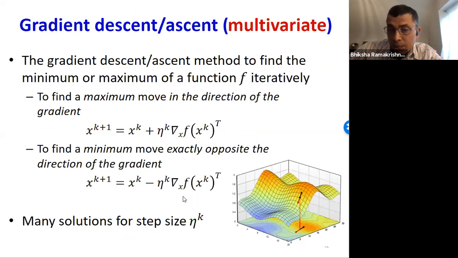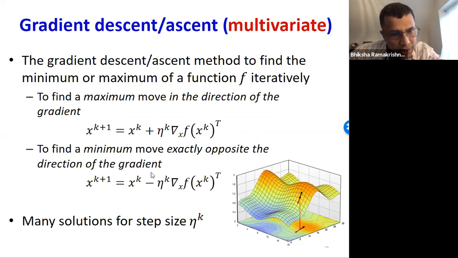And the same thing holds even if it's a multivariate function. So focus on the minimum. I have a generalization over here for both maxima and minima. But then to find a maximum, you move in the direction of the gradient. To find a minimum, you move exactly opposite to the gradient, but the same rule holds.